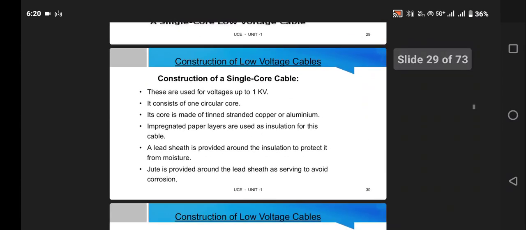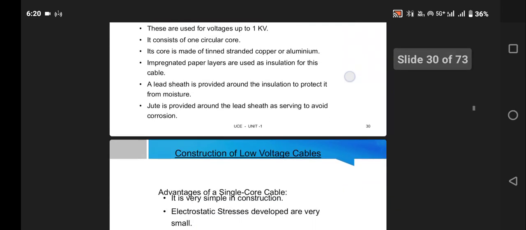These are the explanations about the construction of a low voltage cable. Normally, low voltage cables are used for voltages up to 1 kilovolt. It consists of only one circular core. Normally, the core is made of tinned stranded copper or aluminum. Impregnated paper layers are used as insulation. A lead sheath is provided around the insulation to protect it from moisture. Normally, serving is done by means of jute material.